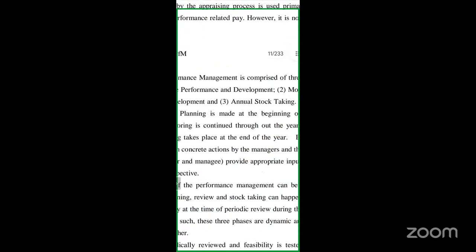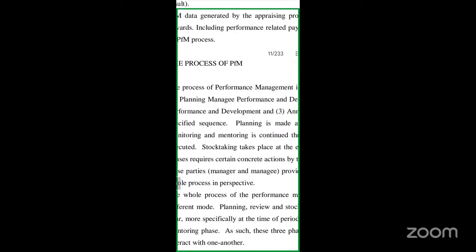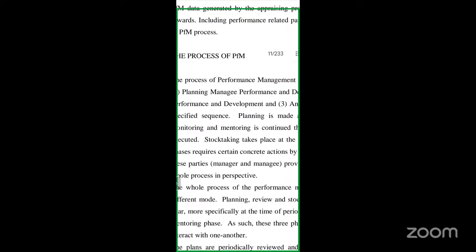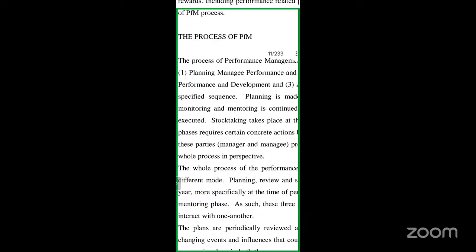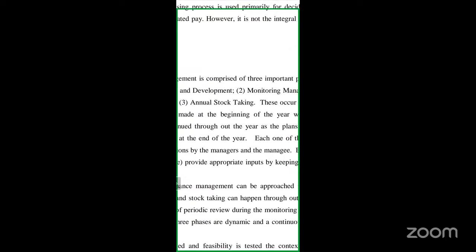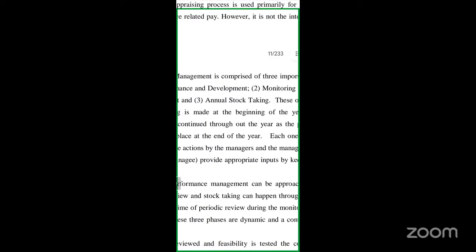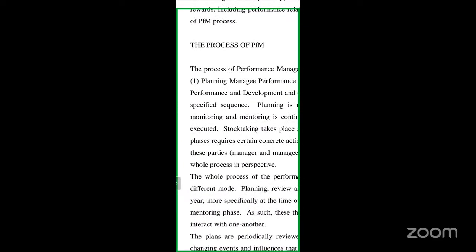The process of performance management is comprised of three important parts. The first part is planning, the second is monitoring and managing performance and development, and the third is the annual stock take. These are the three processes which we have to consider in performance management. These occur in a specified sequence.